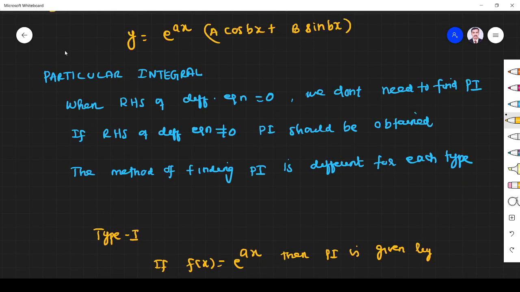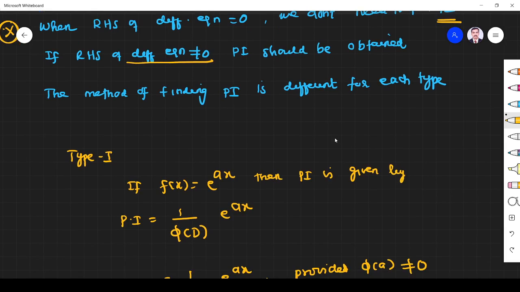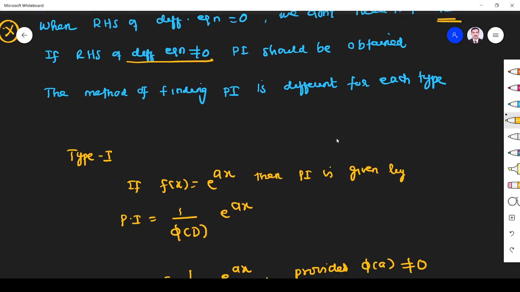Next we have to find a particular integral. When we want to find the particular integral, we again have two cases. When the right hand side of the differential equation is equal to 0, that is f of x is equal to 0, we don't need to find a particular integral. That is the first point we must remember. If the right hand side is not equal to 0, then we have to get a particular integral, and how we get it depends on the type of the problem.